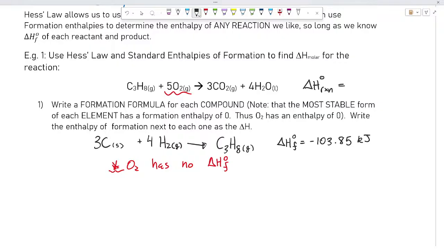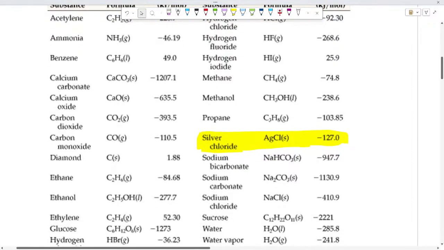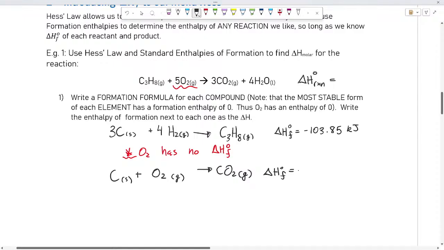All right, what about CO2? How do we make that? Carbon plus oxygen. And the nice thing about this one is it's pre-balanced, like that. Can we look on the previous page? What's the formation enthalpy for that? Let's look up carbon dioxide. Negative 393.5. And I'm going to color code these.